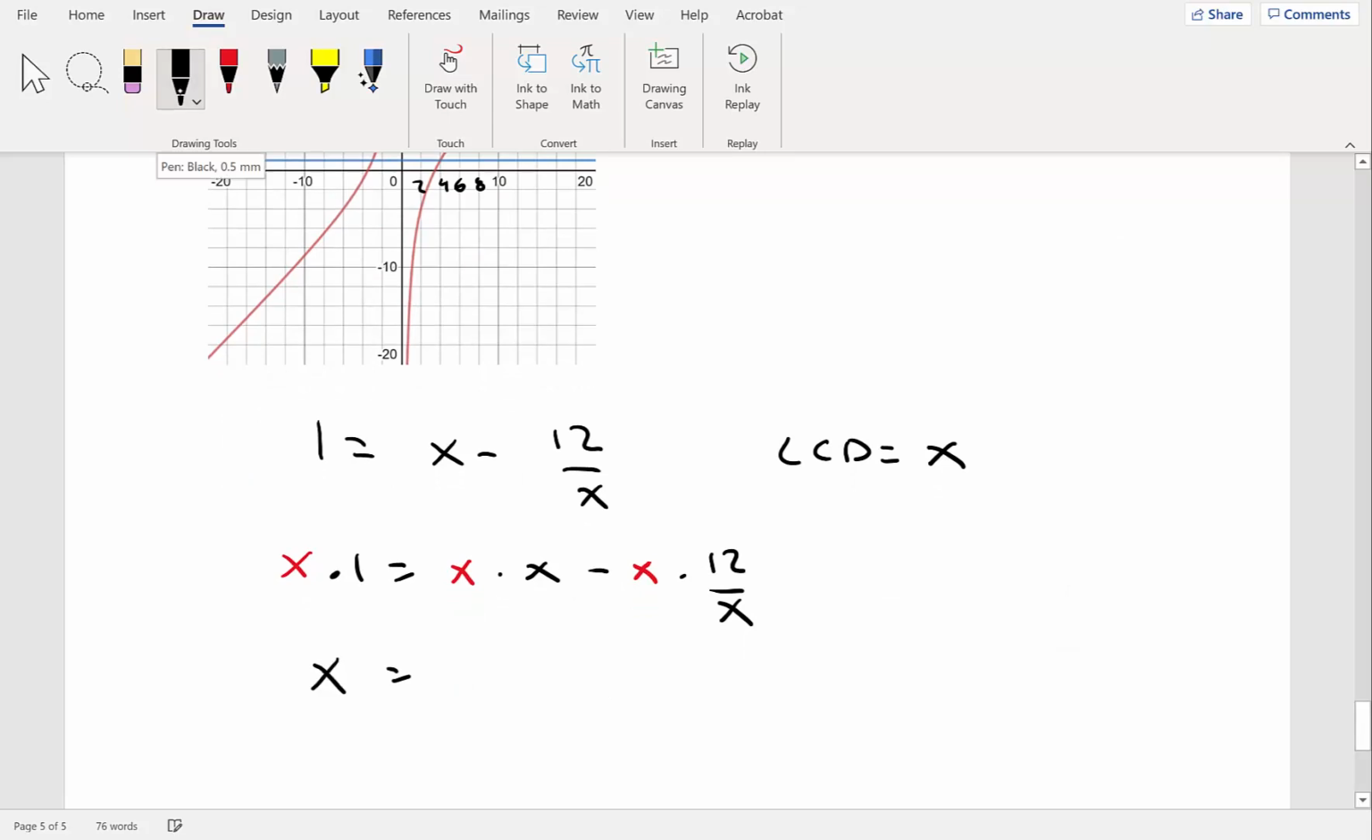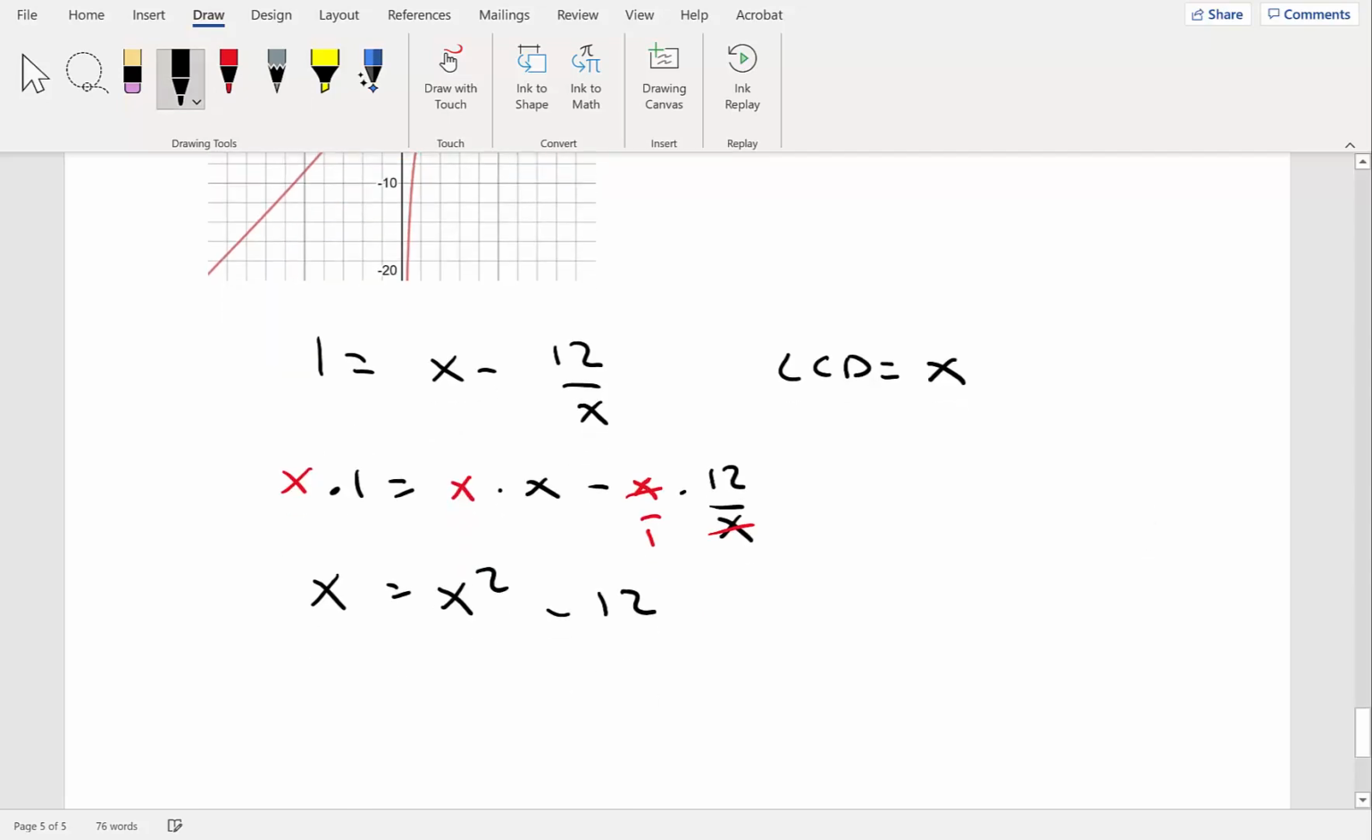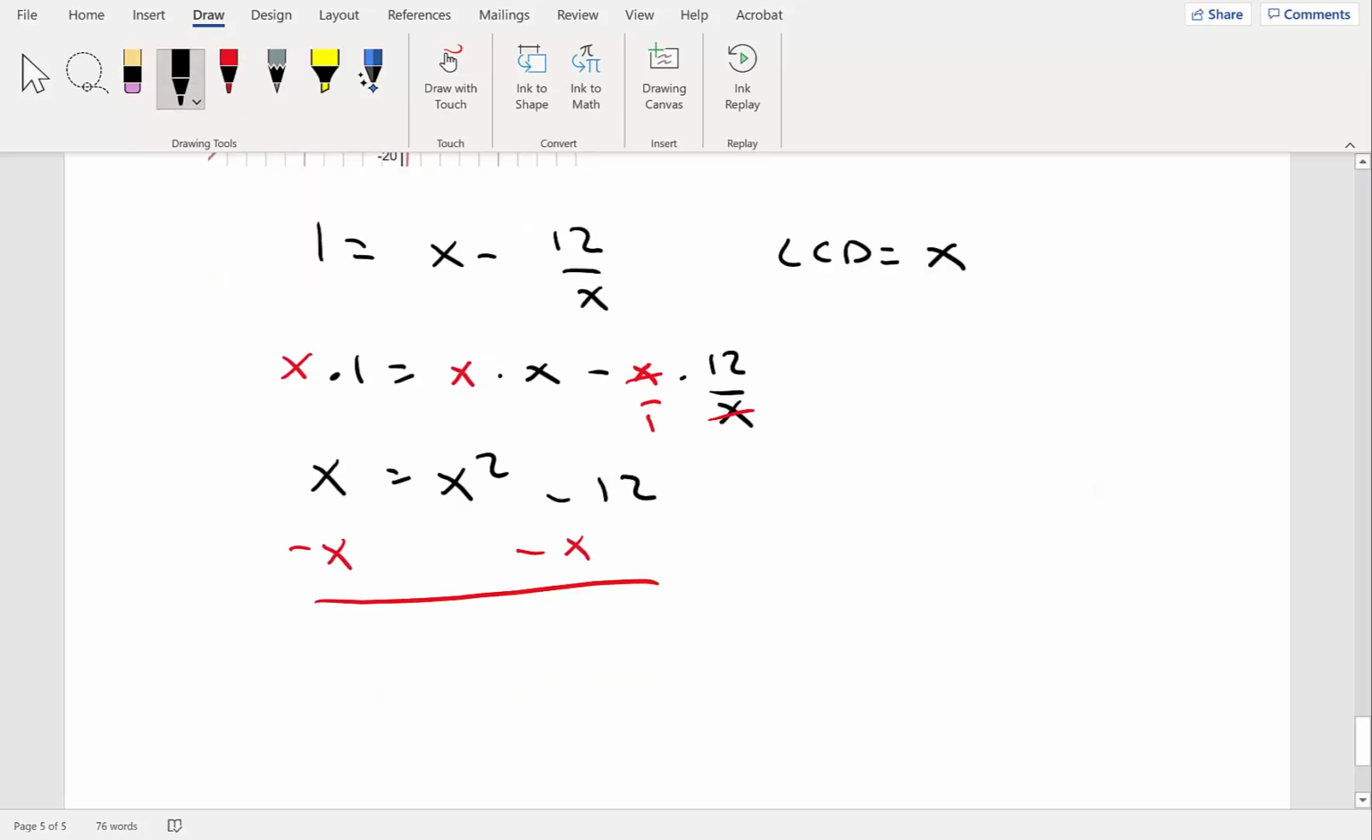I have x is equal to, x times x gives me x squared. And for that last part, my x's cancel out. I'm left with minus 12. So I have this equation to solve, no more fractions. So we have an x squared in the problem, meaning we have a quadratic equation. So to solve quadratic equations, let's get one side equal to 0. So let's go ahead and subtract x from both sides. I get 0 is equal to, I have x squared minus x minus 12.